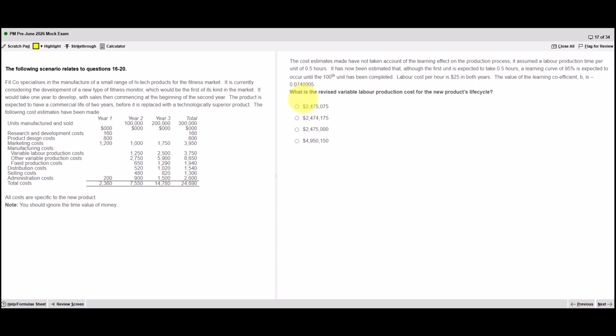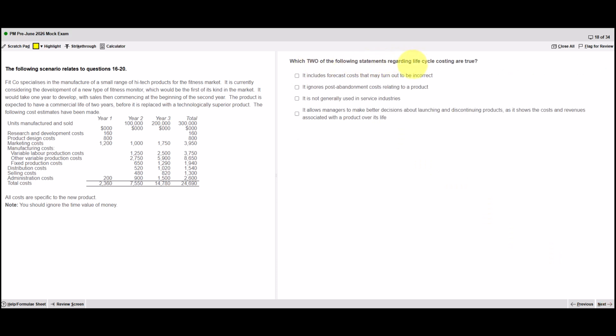So the first requirement, based on the cost estimates made, what's the life cycle cost per unit? Question 17, what's the revised variable labour production cost for the new product's life cycle? And just a quick glance there, I can see that's a learning curve calculation.